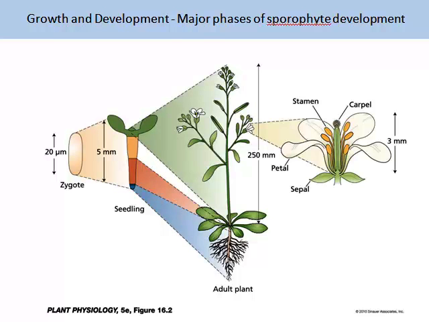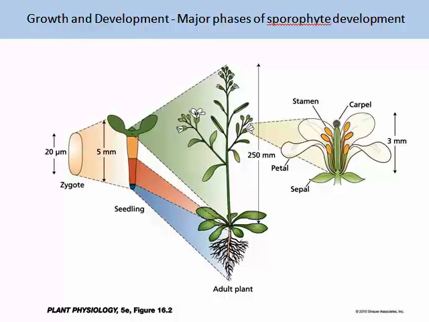In the figure on the slide, you can see a visual representation of a typical sporophyte. This slide draws your attention to the various scales. For example, the whole plant height is 250 millimeters, while the flower height is 3 millimeters. This gives you some concept of scaling and the role that scaling has in plant growth phases.